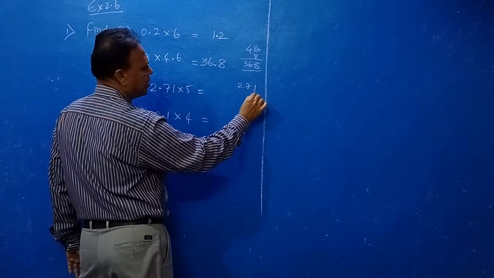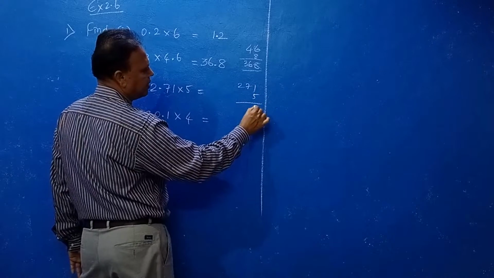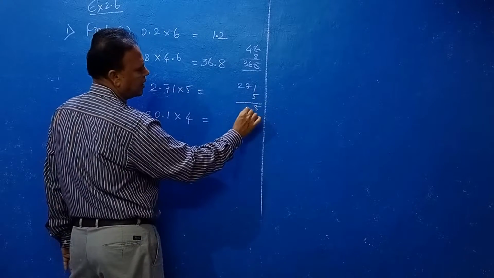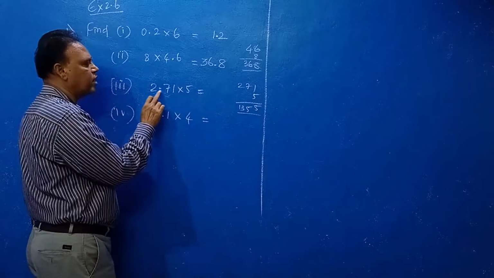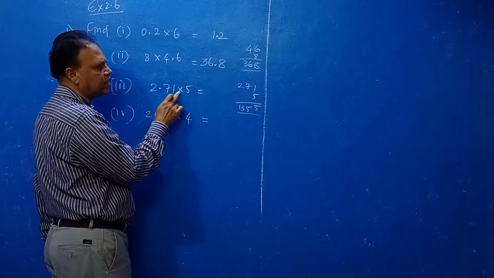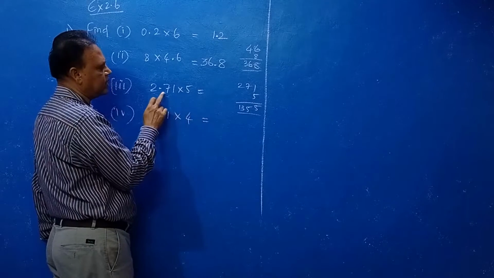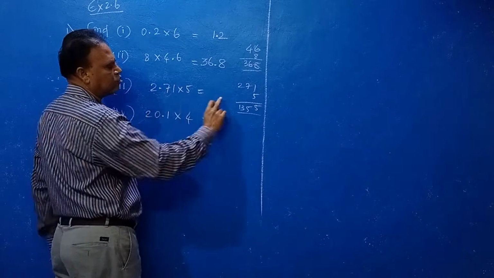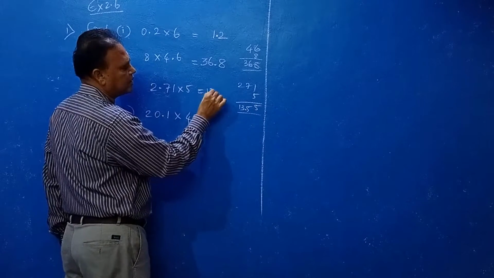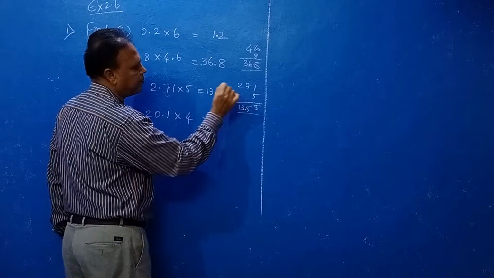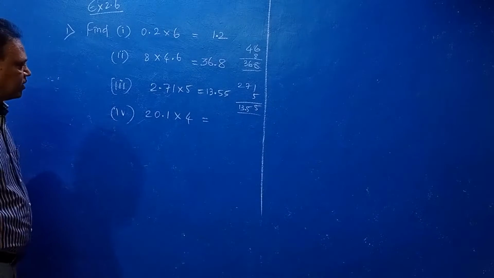Just write the numbers and multiply: 5, 35, 13. Now after the decimal there are 2 digits, here no digits. So from the right you leave 2 digits and keep the point. That means 13.55. So like this you can multiply easily.